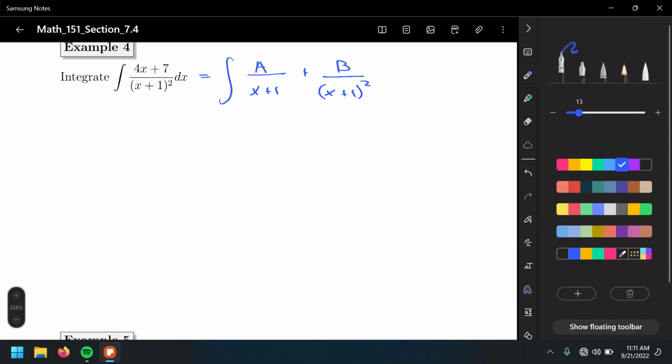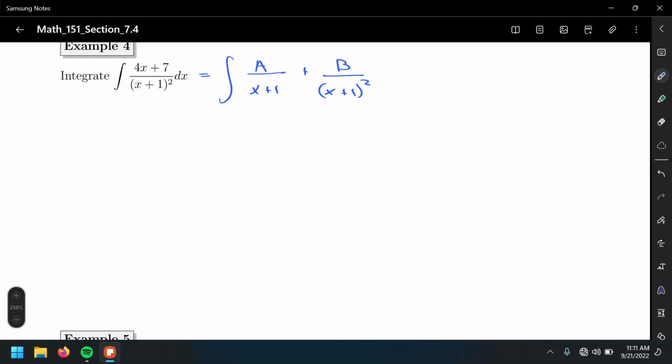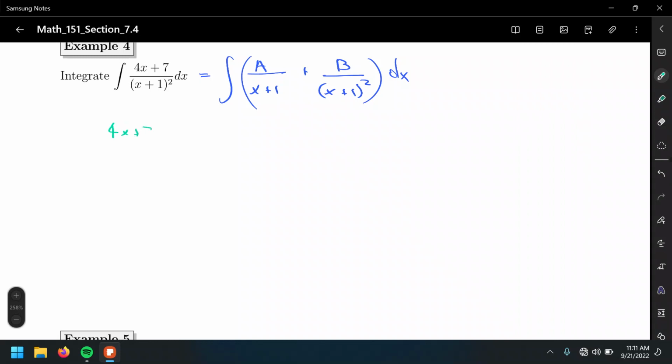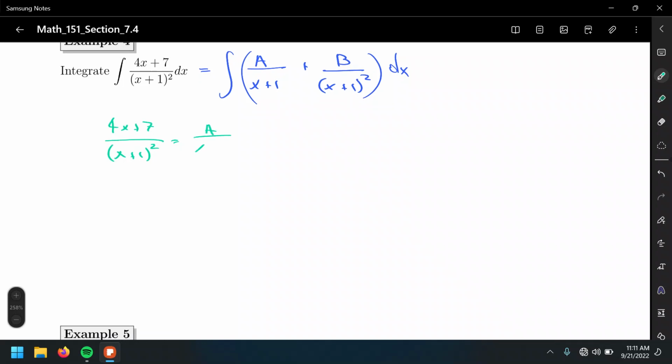Alright, so let's go back to our example that we have here. Well, so number 1, we need to figure out those unknowns A and B, and to do that we're going to set the expression in this integrand equal to the expression in the integral in the previous step. That is 4x plus 7 over x plus 1 squared equals A over x plus 1 plus B over x plus 1 squared. So you don't want to work with an equation this complicated.